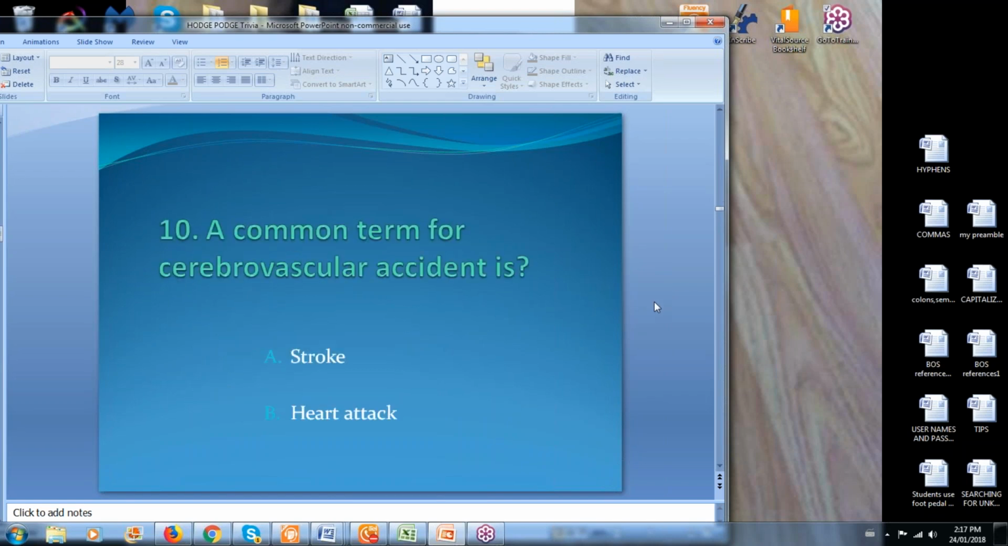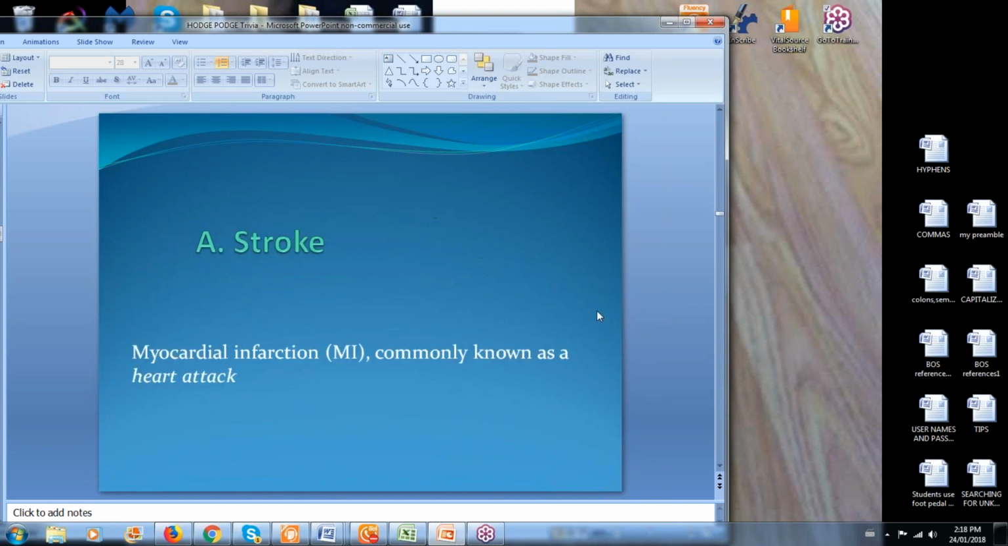Okay, number 10. A common term for cerebrovascular accident is A, stroke, B, heart attack. And just give it a few minutes. Don't put your answer in right away. Give everybody a chance to think about it. Common term for cerebrovascular accident: A, stroke, B, heart attack. That's right, it's A, stroke.